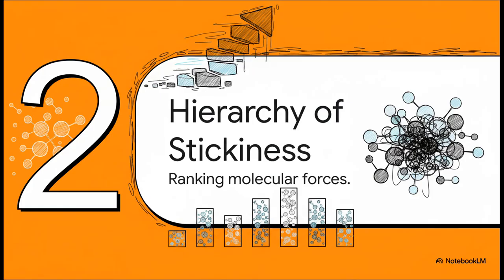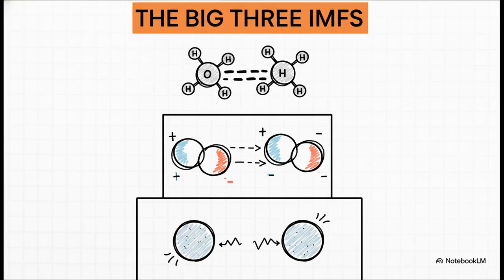Okay, so let's keep building on this. It turns out that not all this molecular glue is created equal. There's a definite hierarchy, a ranking of stickiness that explains so much about why different substances behave the way they do. Now we're going to focus on the big three. At the very bottom of the ladder, you've got London dispersion forces. These exist between all molecules, and it's all because electrons are constantly sloshing around, creating these tiny, temporary magnets.